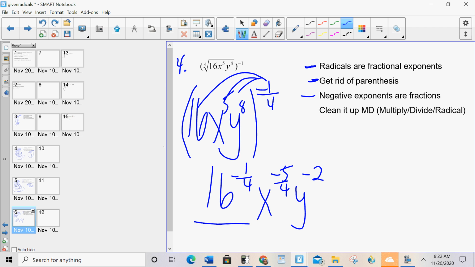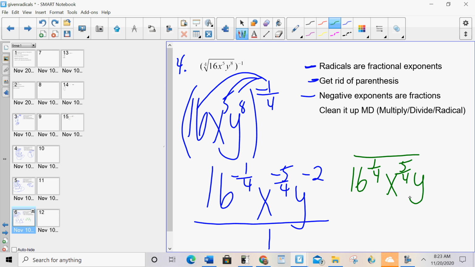Negative exponents are fractions. I see negative exponents, so I make a fraction. Whatever's being raised to the negative power moves. 16 is being raised to the negative power, so it moves to the bottom. X is being raised to the negative power, so it moves to the bottom. Y is being raised to the negative power, so it moves to the bottom. Since there's nothing on top, it's just a 1. Clean it up. The only thing to clean up is that 16 to the 1/4.